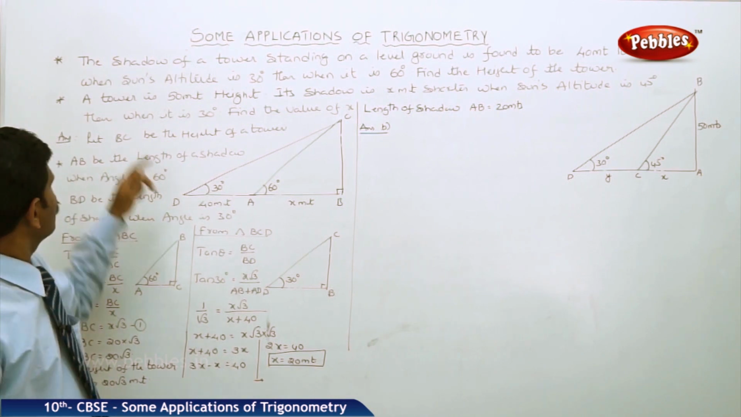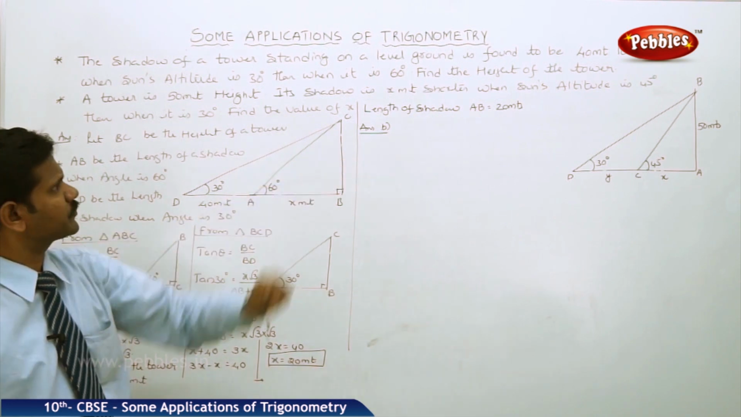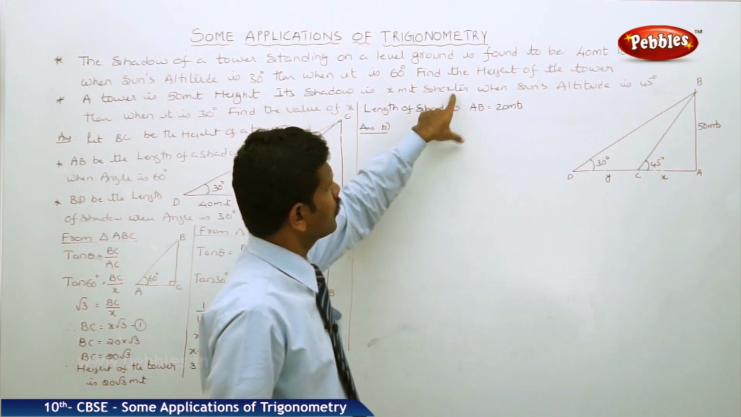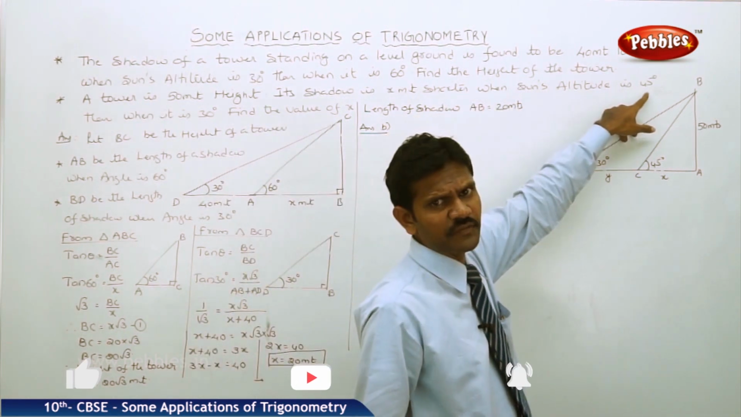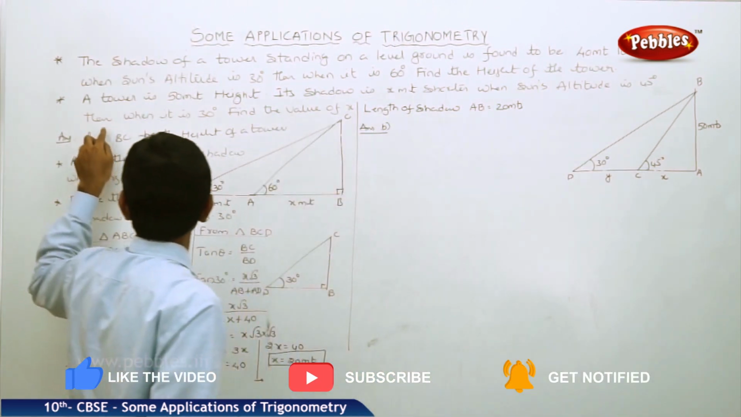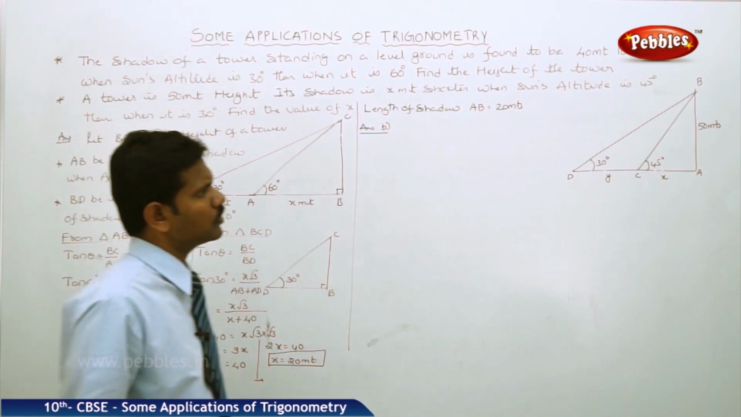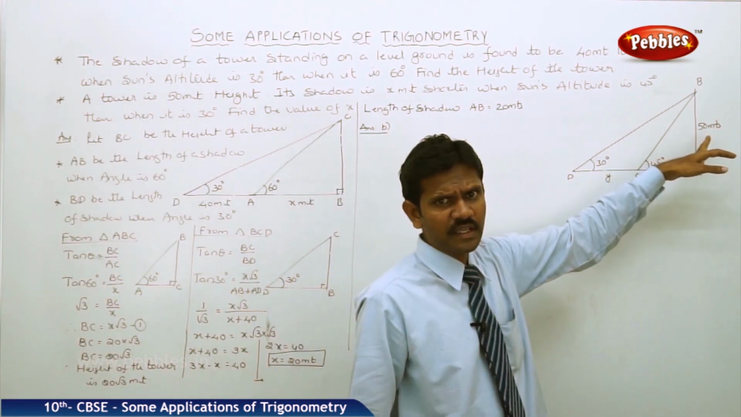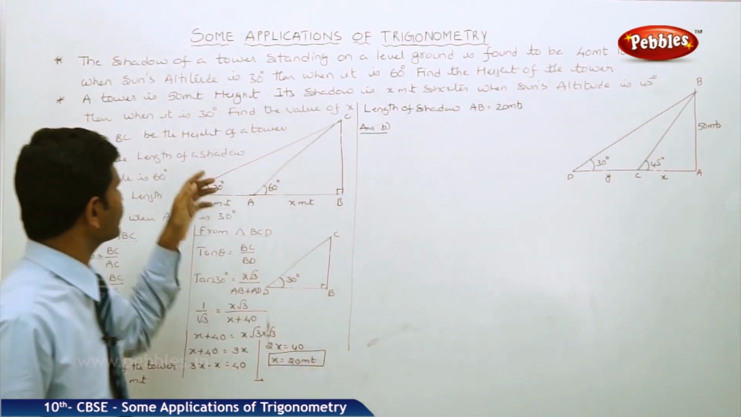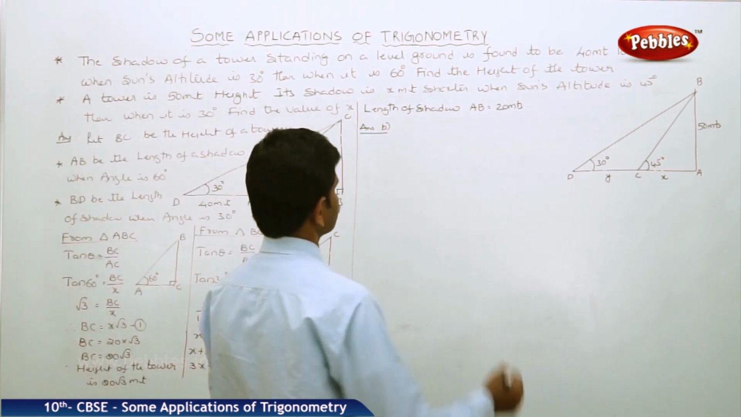Now, once again, a tower is 50 meters height. AB be the height of the tower, and which is 50 meters. Its shadow is x meters shorter when sun's altitude is 45 degrees than when it is 30 degrees. That means the shadow of a tower is x meters less than when it is making an angle 30 degrees. Then find the value of the x.